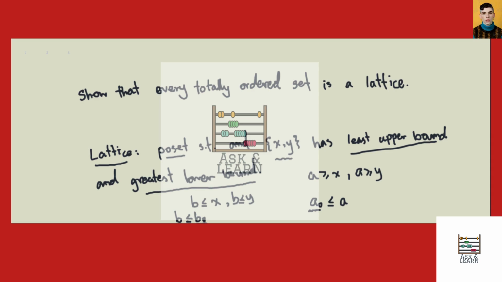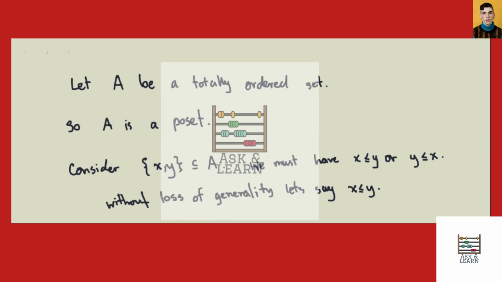A poset will be a lattice if any pair that we choose has both a least upper bound and a greatest lower bound. So, let's prove this. Let A be a totally ordered set. It is obvious by definition that A must be a poset as well, a partially ordered set, because totally ordered is stronger than being partially ordered.